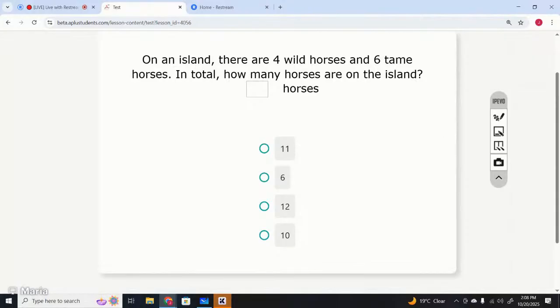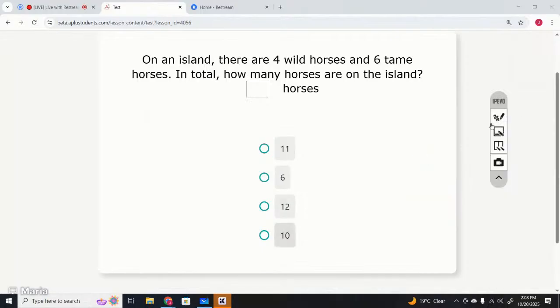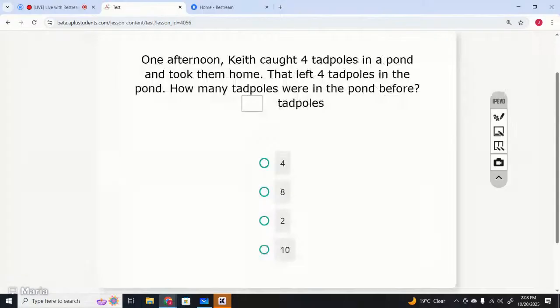On an island, there are 4 wild horses and 6 tame horses. In total, how many horses are on the island? So, which is the correct option? That is 6 plus 4. 6, 7, 8, 9, 10. 10 it is. Option number 4 is the correct option.